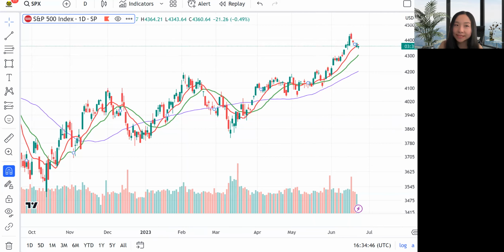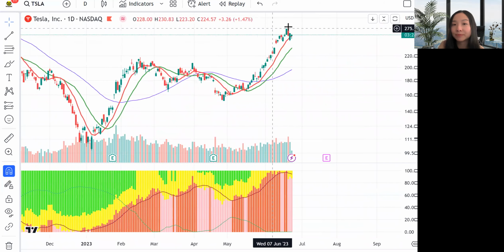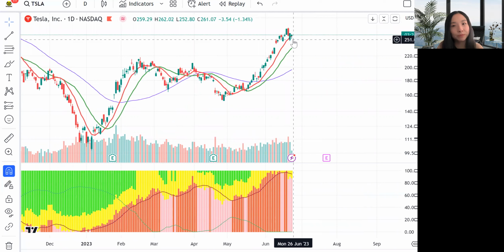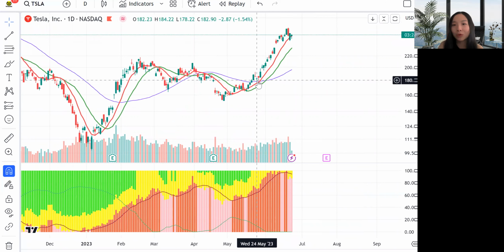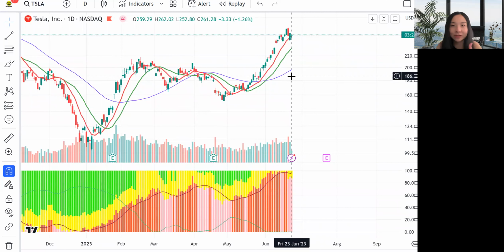So this is S&P 500. The next one is our favorite stock, Tesla. I mentioned a few days ago, Tesla has reached the resistance point around here, right? You can see these candles, these few days going down. So we have a little bit of pullback, but should we be a bit worried? The answer is no, because you can see the colors red, green, blue are in order, and it's also in the upward trend. So we don't need to worry about Tesla.